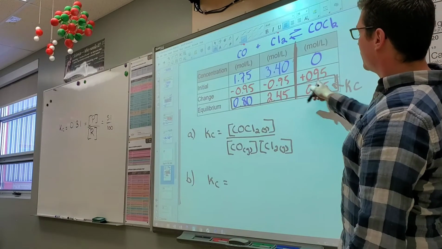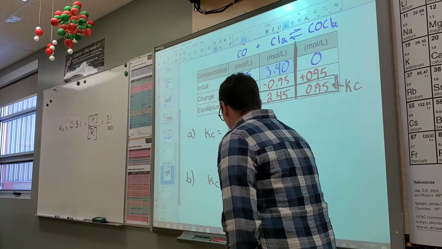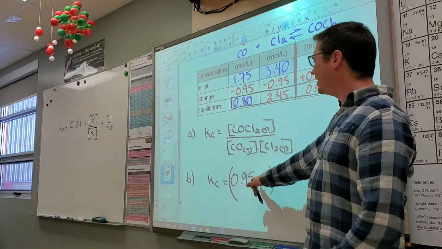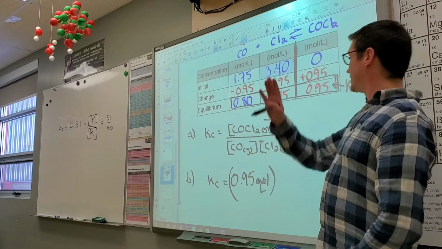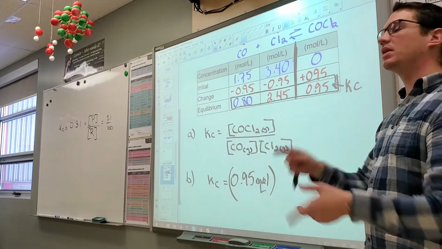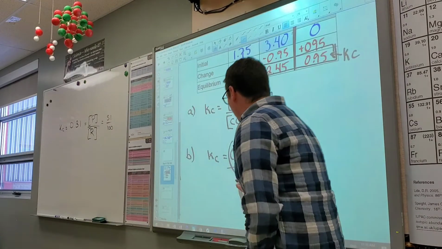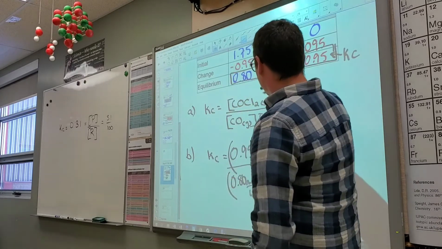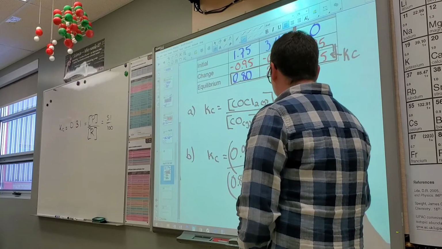Okay, let's try that out. What is the concentration of COCl2? It's 0.95. So 0.95 moles per liter. Hey, how come I didn't use times 10 to the negative 3? Because it's already in moles per liter. It's not millimoles per liter anymore, right? We only used that because it was millimoles per liter. Okay, perfect, no problem. So our concentration of carbon monoxide, 0.8 moles per liter. And our concentration of chlorine, 2.45 moles per liter.